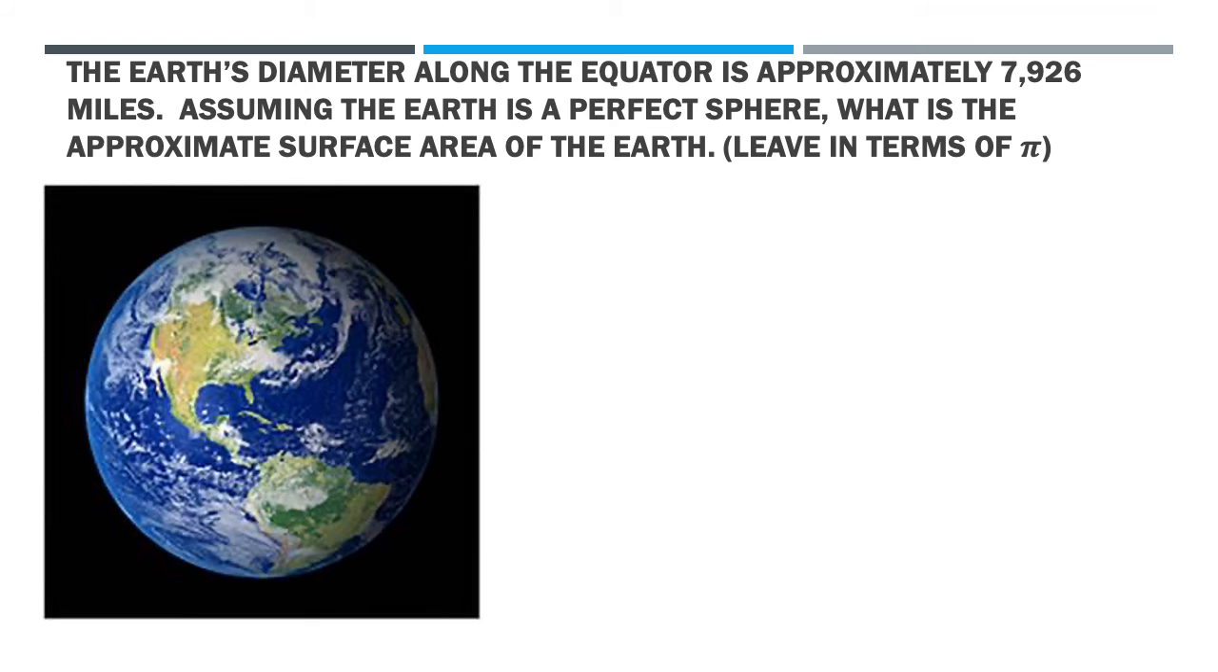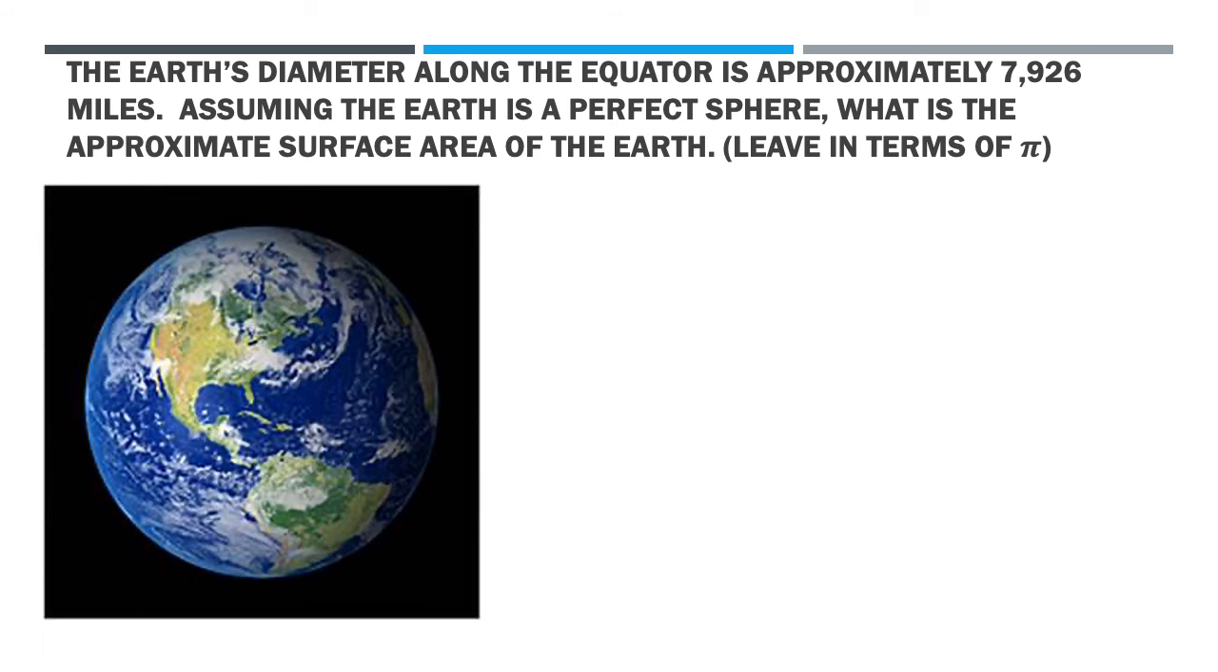Last question. Yay! The Earth's diameter along the equator is approximately 7,926 miles. Assuming the Earth is a perfect sphere, what is the approximate surface area of the Earth? Leave your answers in terms of pi. So we're going to deal with some big numbers here.